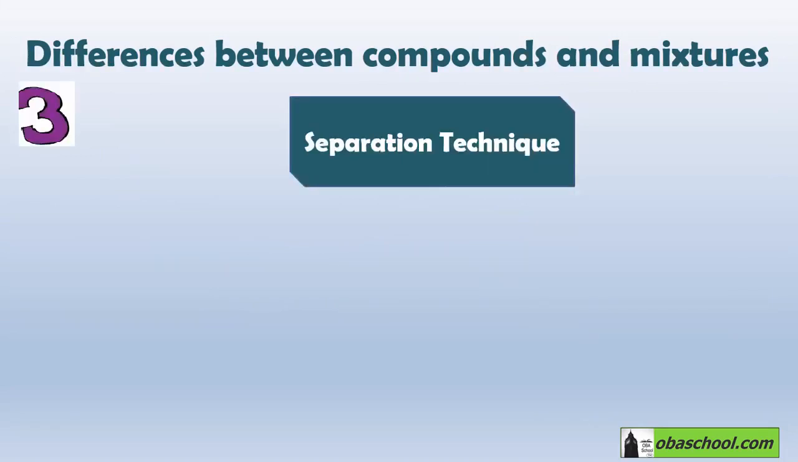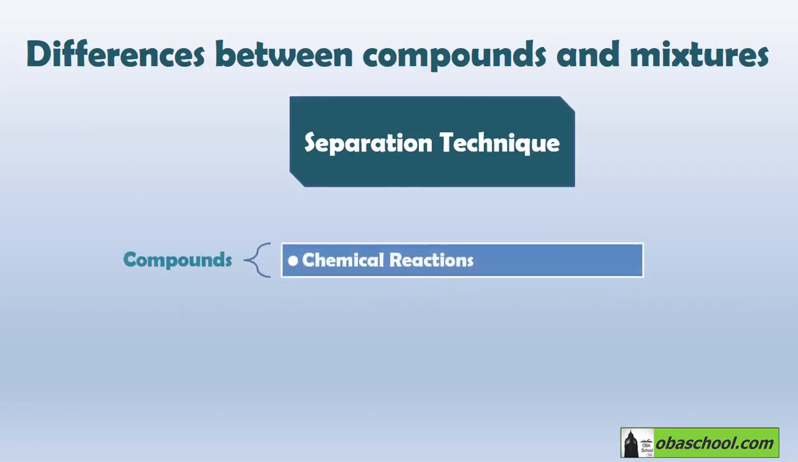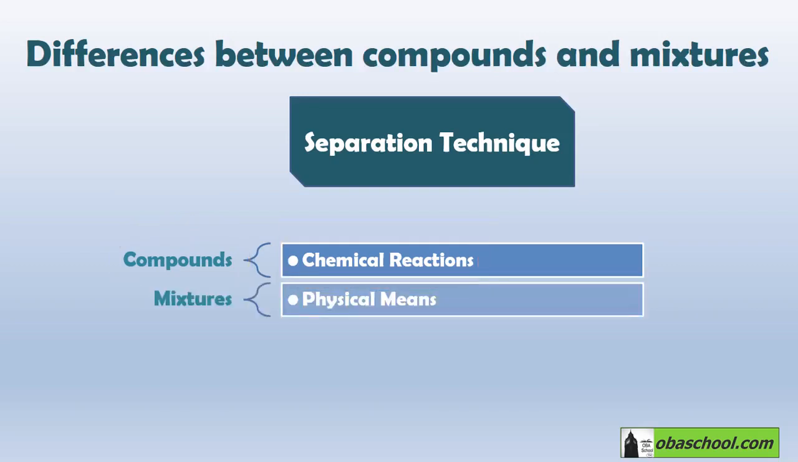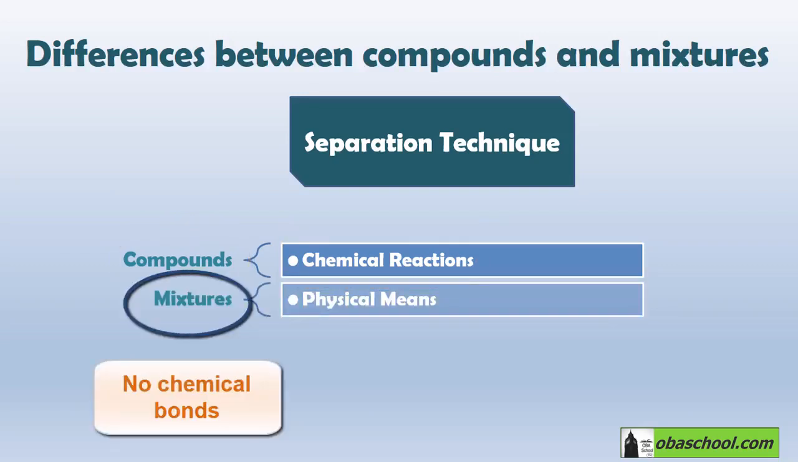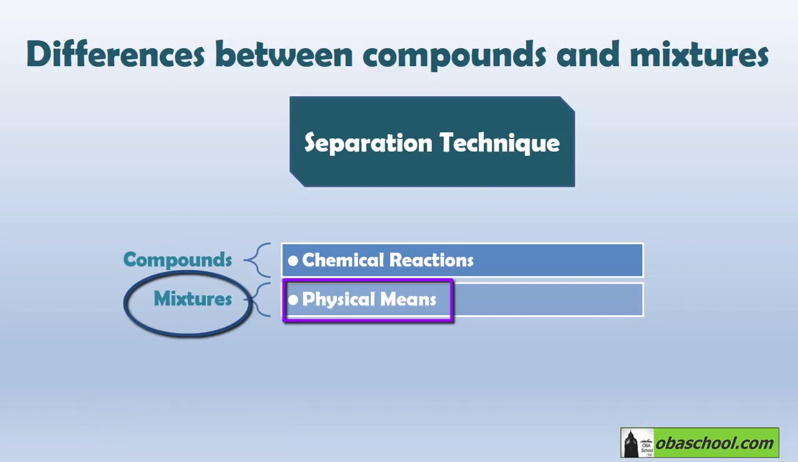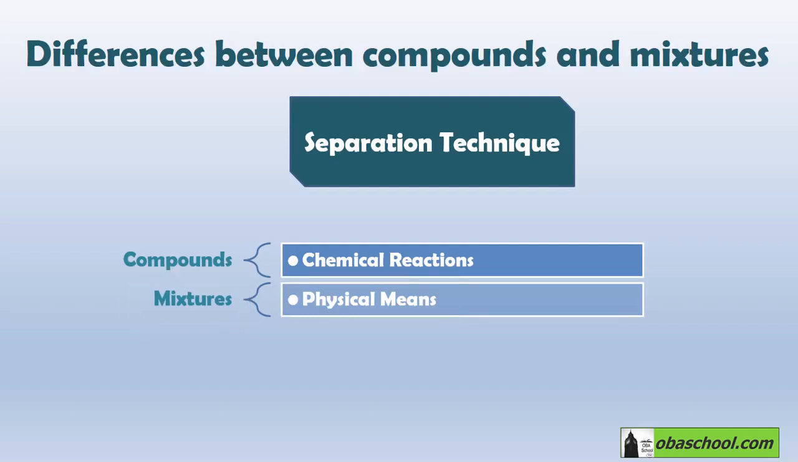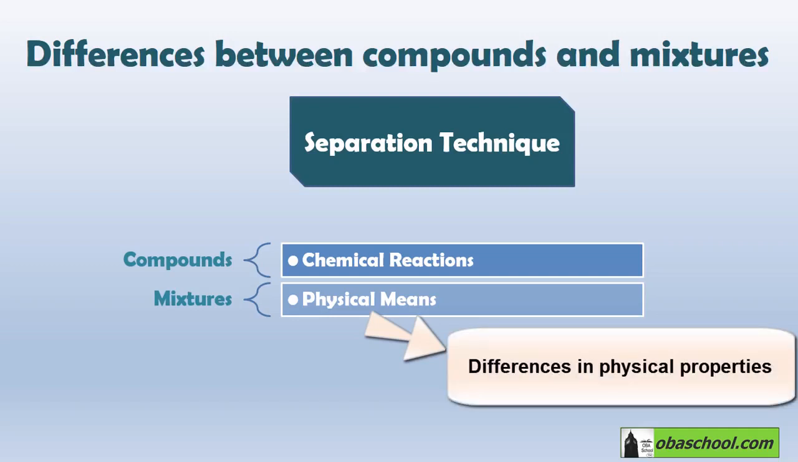A third difference between compounds and mixtures is in the separation technique. As we have seen, because compounds have chemical bonds between their elements, to separate the elements of a compound, we will need a chemical reaction. On the other hand, mixtures which don't have any chemical bond can be separated easily, and we will use physical means, which we will discuss later, to separate the elements of a mixture. These physical separation techniques depend on the differences in physical properties between the different elements of a mixture.